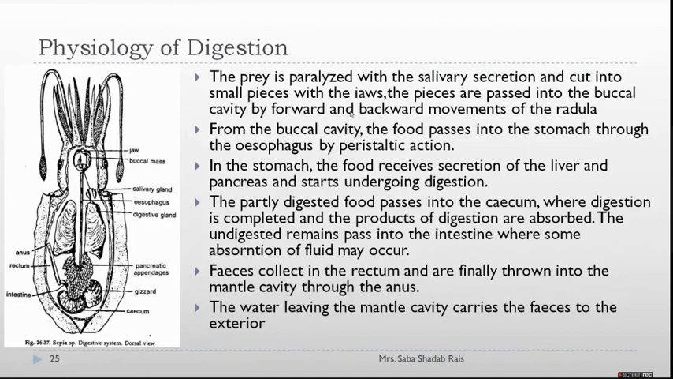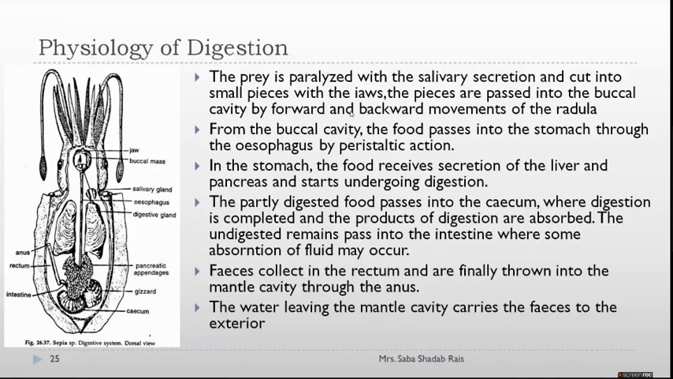Now see, inside the buccal cavity there is one radula, and with this fixed radula's forward and backward movement, they make more and more pieces. Now we have learned that this radula bears horny teeth. So whatever pieces are made by the jaws will be finely chopped by this radula. And from the buccal cavity, where will the food go? What is the next part?